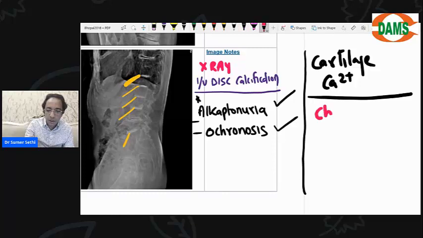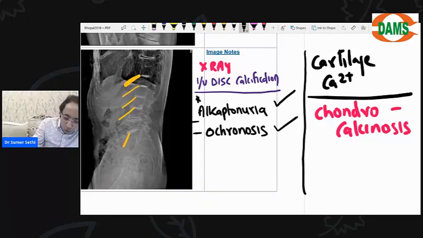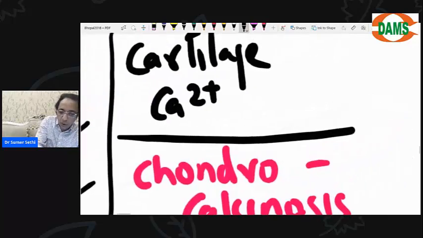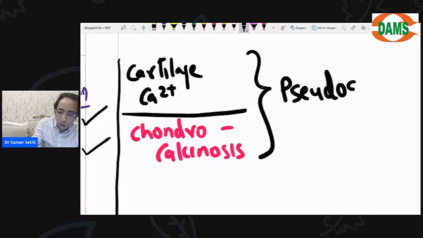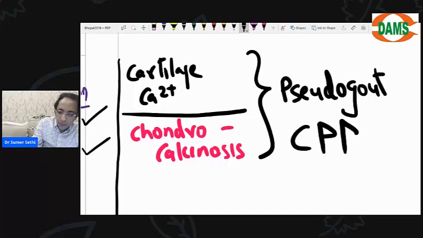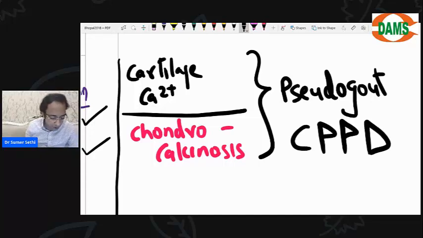Cartilage calcification is called as chondrocalcinosis. So if they say chondrocalcinosis ever in your exam, please also think of one more condition which is called as pseudo gout, which is nothing but CPPD deposit, calcium pyrophosphate deposit.